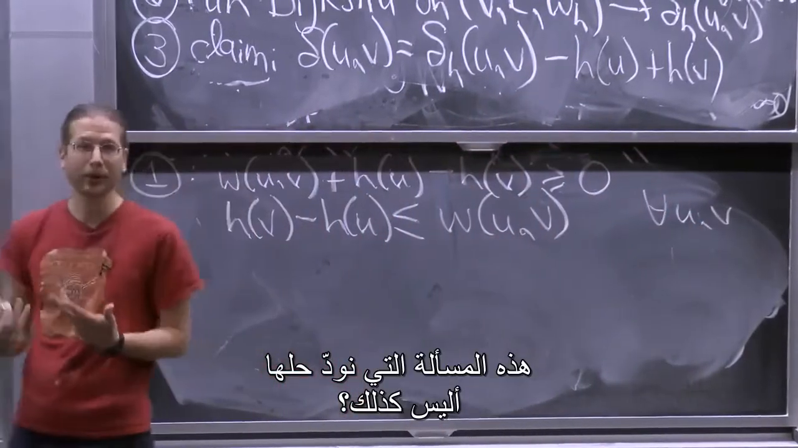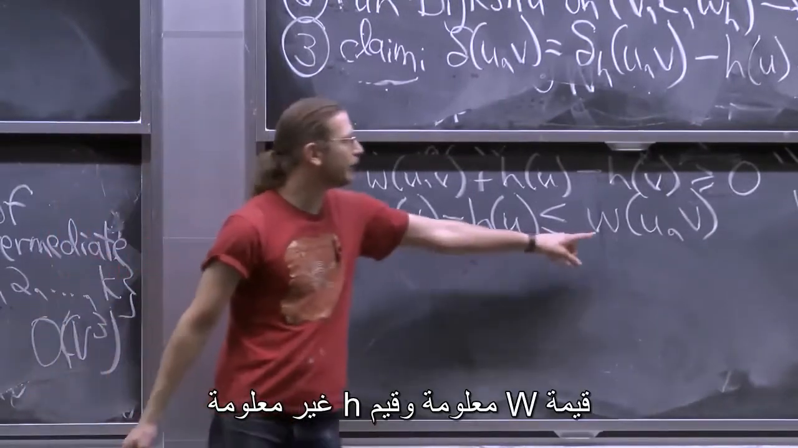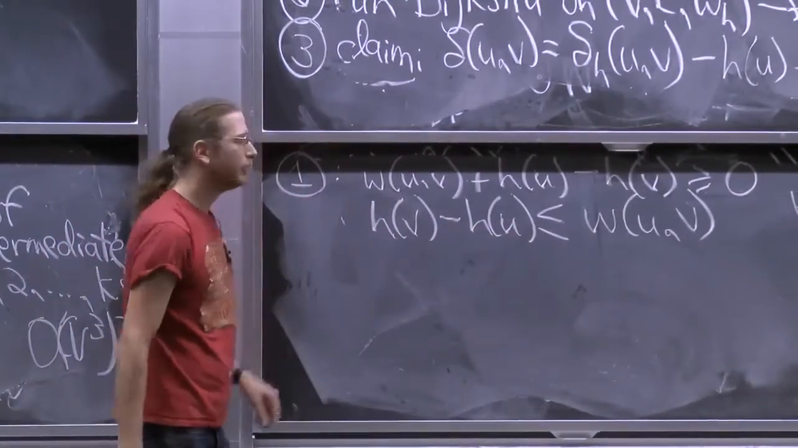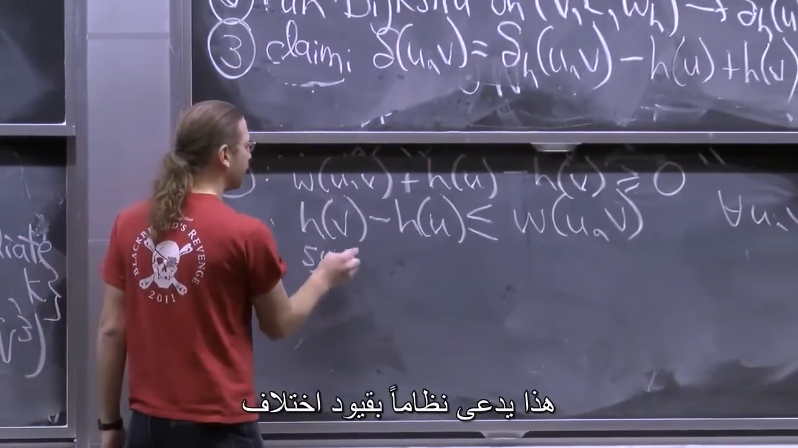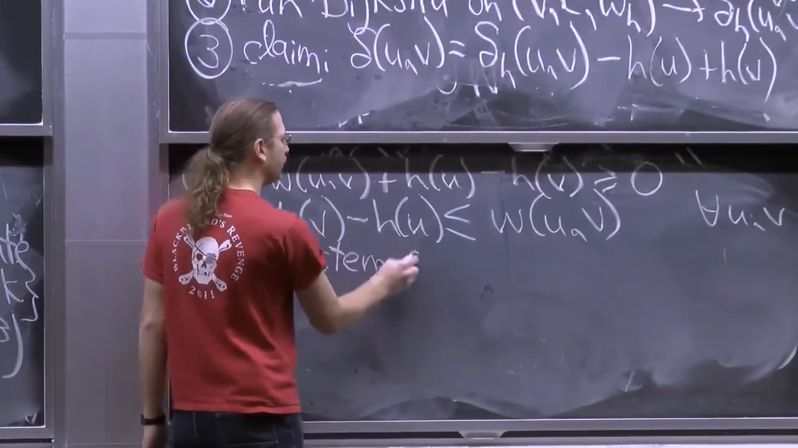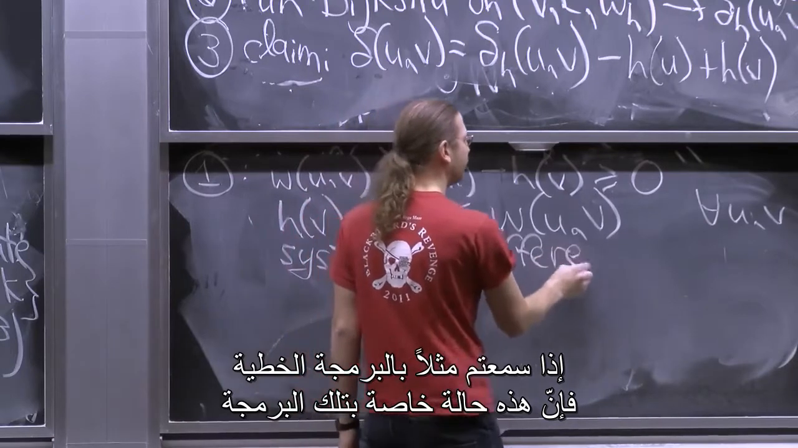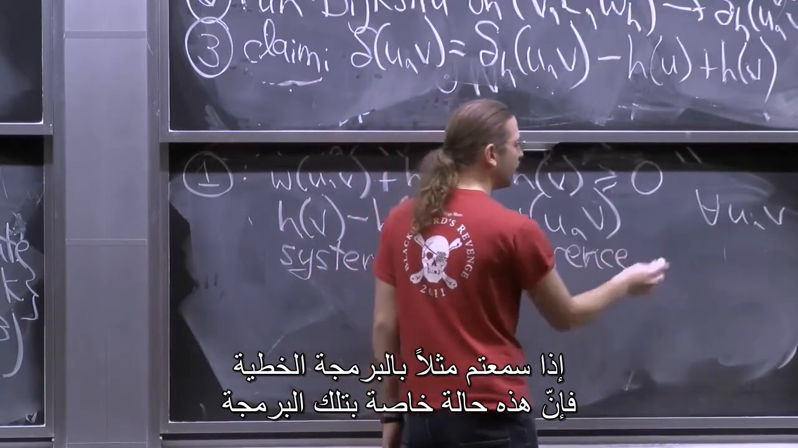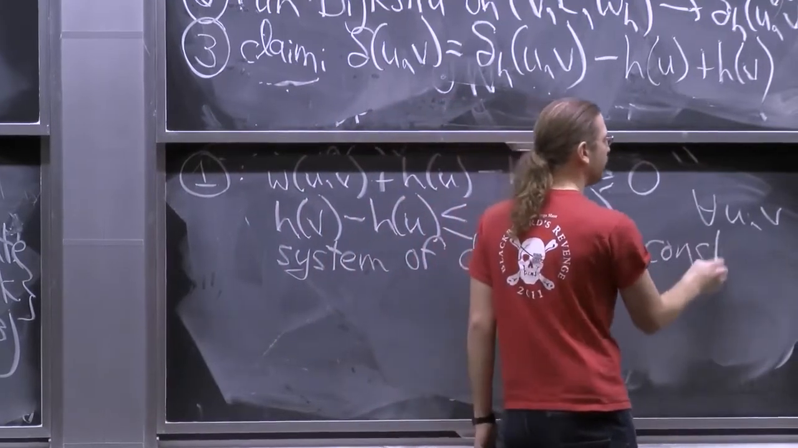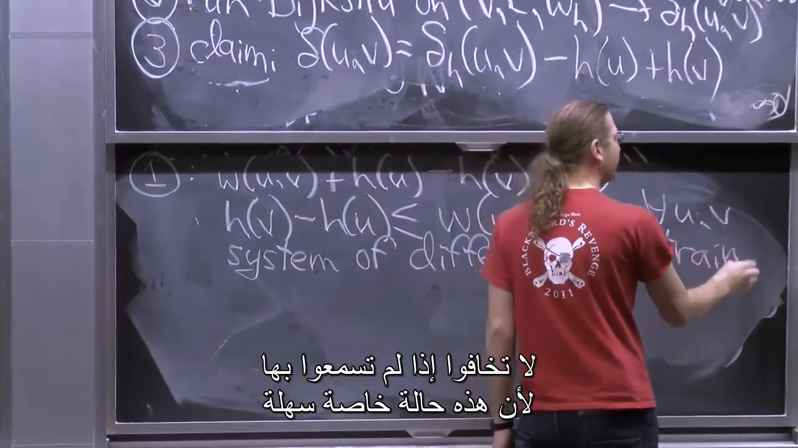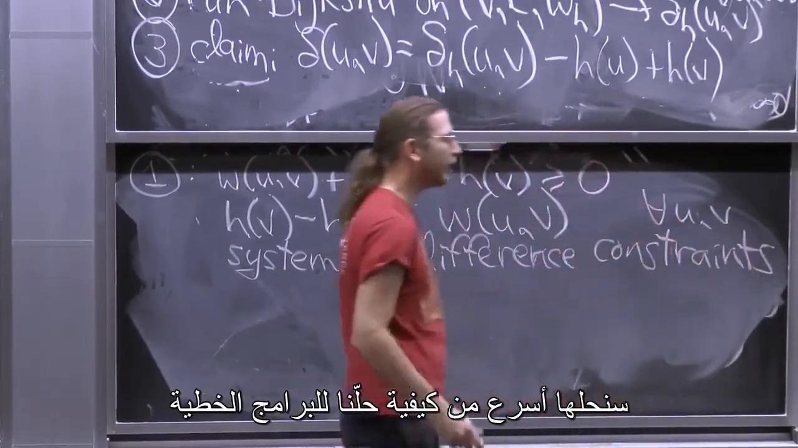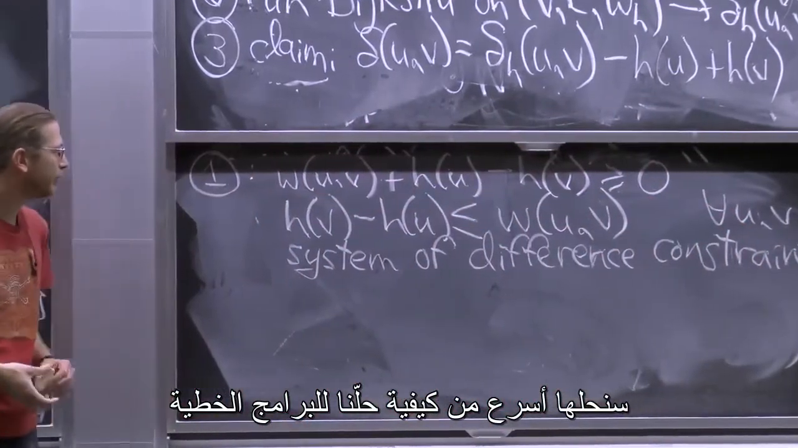This is a problem we want to solve, right? W's are given, h's are unknowns. This is called a system of difference constraints. If you've heard about linear programming, for example, this is a special case of linear programming. Don't worry if you haven't heard, because this is an easy special case. We're going to solve it much faster than we know how to solve linear programs.